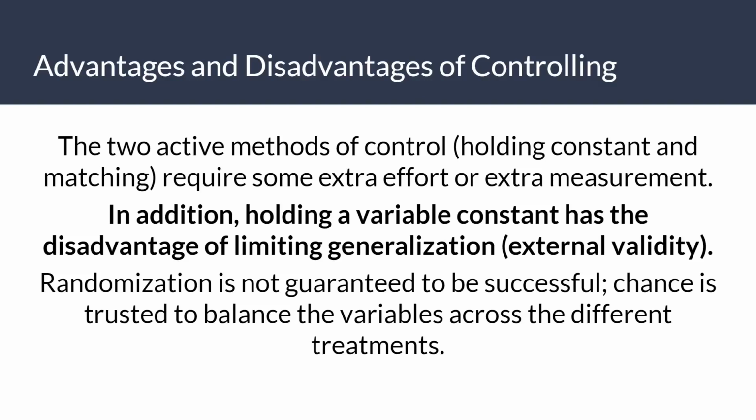Even though IQ is not really a part of your study, you have to exert some effort in measuring their IQ. Other than that, in addition, holding a variable constant has the disadvantage of limiting generalization or external validity. What if, for example, in your research, you only got people with low IQ to participate? However, in real life, they don't only interact with people with low IQ, they interact with all types of individuals. Hence, what is true in the lab may not be true in real life, because what happened in the lab is different from what's happening in real life.